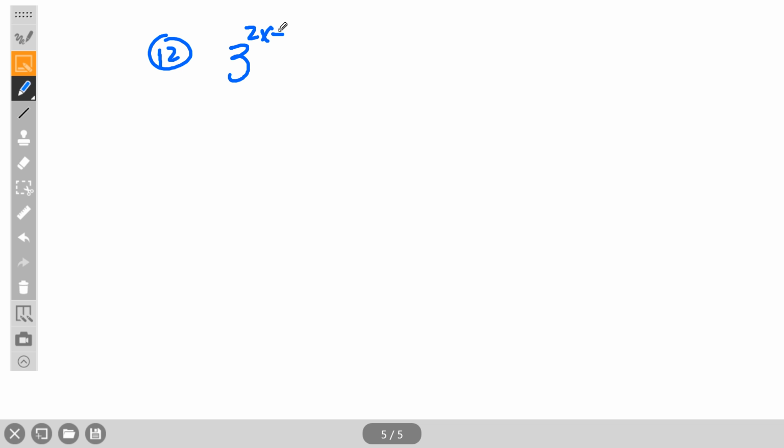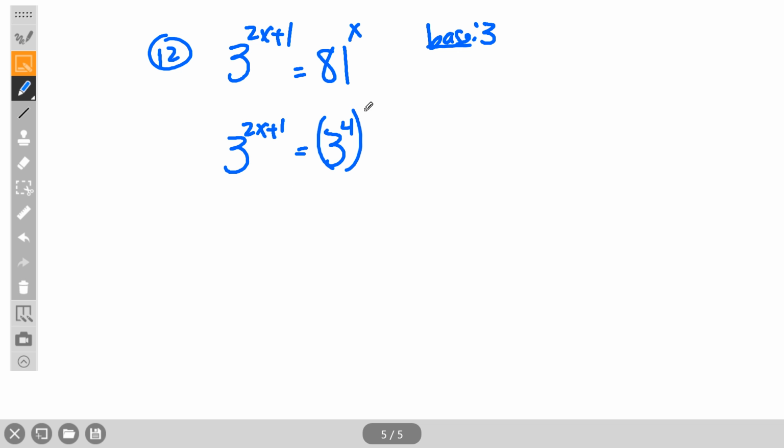3 to the 2x plus 1 equals 81 to the x. I'm going to use a base of 3 for these. So this already has a base of 3. This is 3 to the 4th power, I believe. Yeah, 81 is 3 to the 4th power. So this is 3 to the 2x plus 1 equals 3 to the 4x.